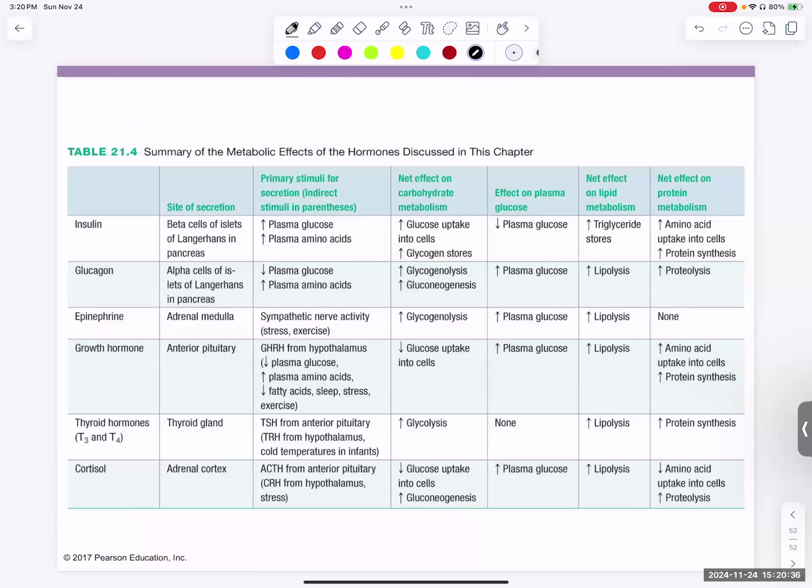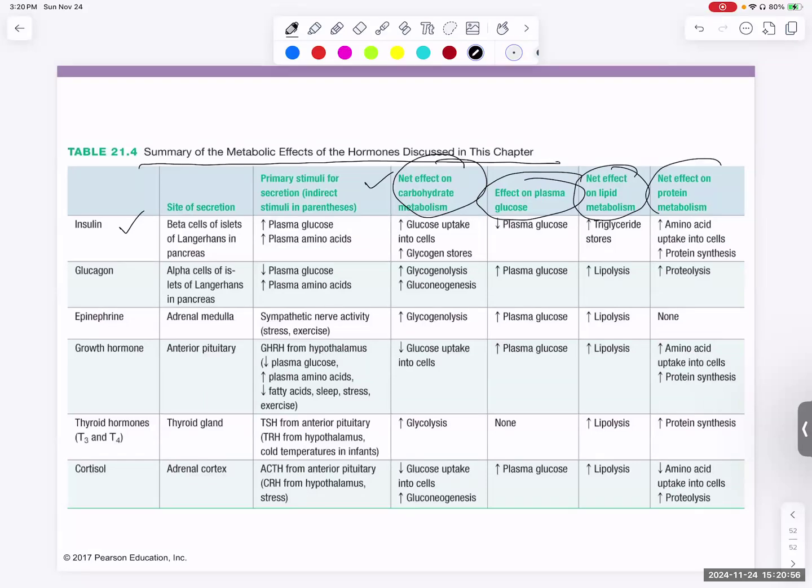But this is really a good summary of the metabolic effects of hormones discussed in this chapter. So this is metabolic effects. It goes through insulin: primary stimulus, net effect on carbohydrate metabolism, net effect on plasma levels, net effect on lipid metabolism, and net effect on protein metabolism. So how does insulin affect carbohydrate, lipid, and protein metabolism? It increases it. Glucagon does the opposite. It's going to break it down.